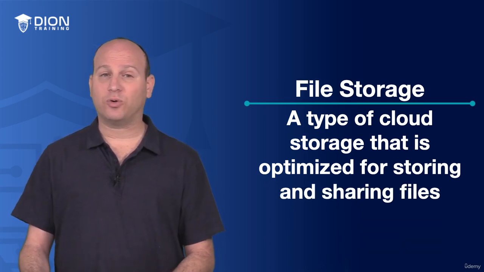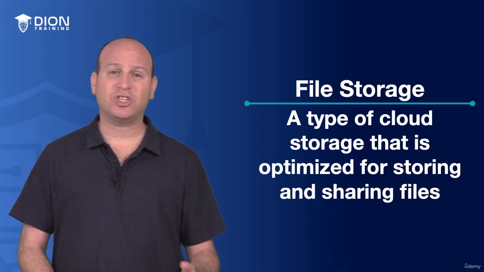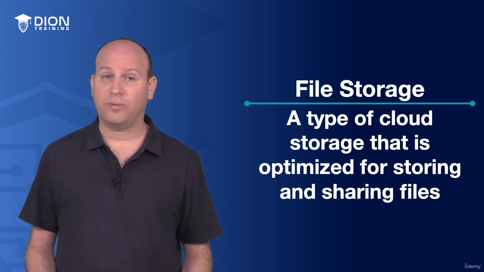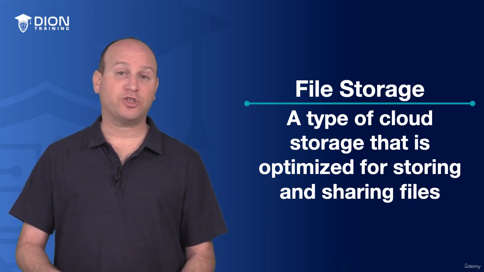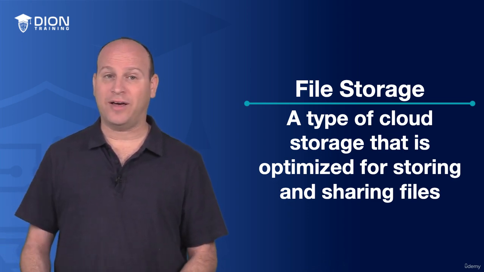Second, we have file storage. File storage is a type of cloud storage that's optimized for storing and sharing files. It allows users to create a hierarchical file system and then organize data into folders and subfolders, similar to how files are stored on your local computer. File storage is often used for file sharing and collaboration, and it's accessed via protocols like SMB or NFS.